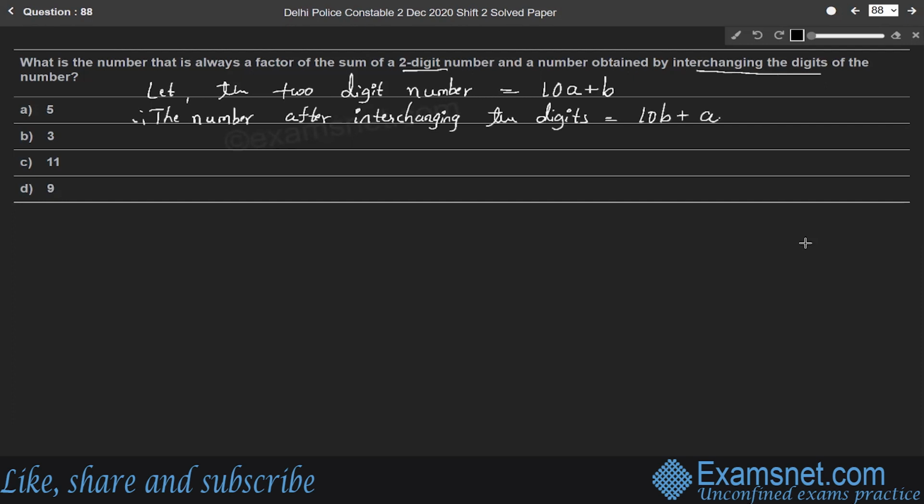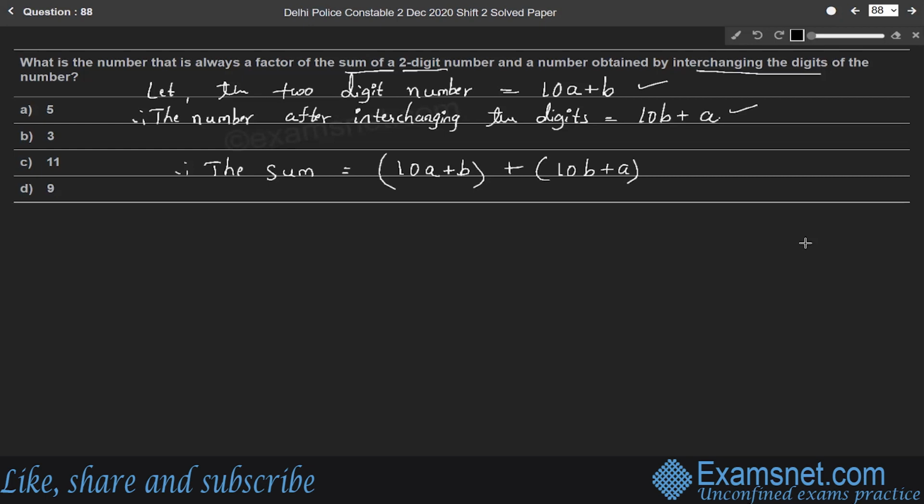Therefore, the next part of the question is the sum of these two numbers. Therefore, the sum is equal to 10A plus B plus 10B plus A.